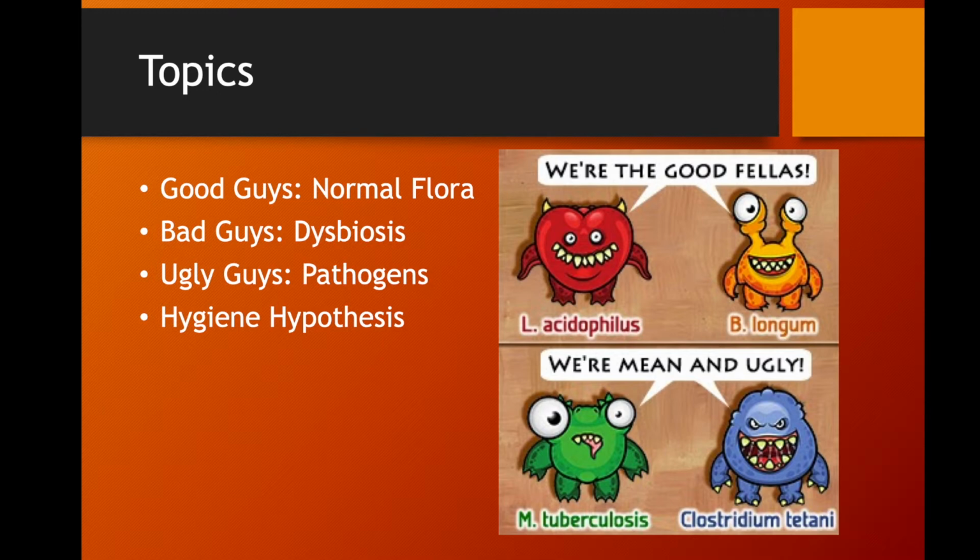The bad guys I consider dysbiosis. That means an unequal balance of the things we call pathobionts, which I'll talk about in a little bit, and the normal flora. And then the ugly, which are the actual pathogens. In this picture, down at the bottom would be the ugly ones. Mycobacterium tuberculosis, which obviously causes tuberculosis, Clostridium tetani, and you can guess that would cause tetanus. These are two examples of pathogens that can invade and infect a human, but are not commonly part of the resident biota. And then we'll get into the hygiene hypothesis in a little bit.